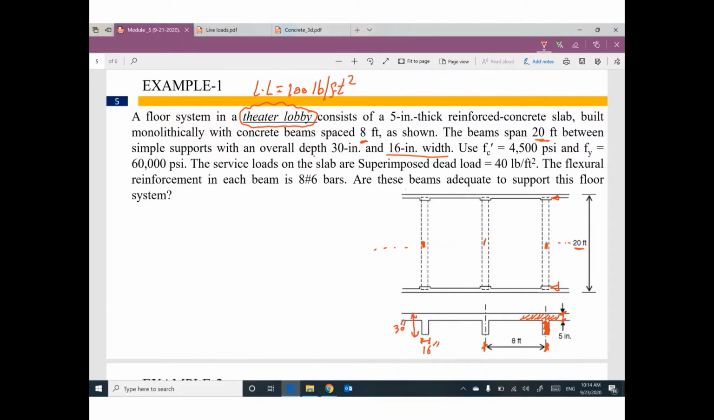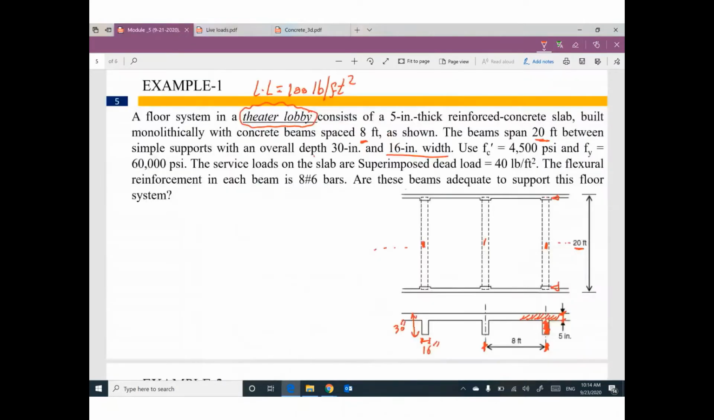So you need to read the problem carefully and figure out what is the meaning of this information on your diagram. One more time, we have a floor system in a theater lobby. So the function of the building will help you to figure out the live load value from this table.